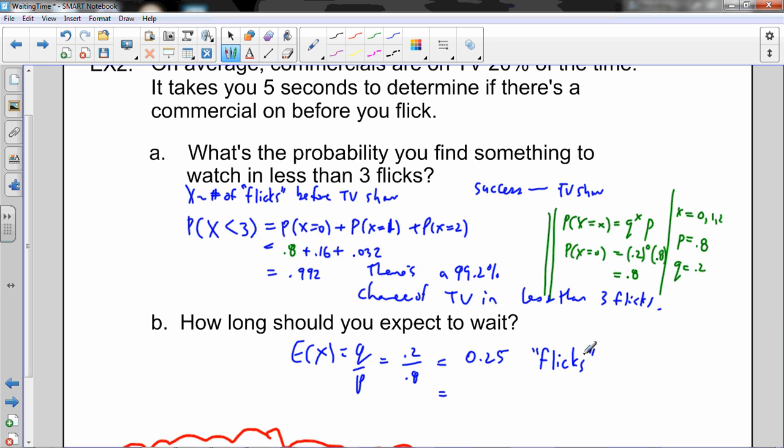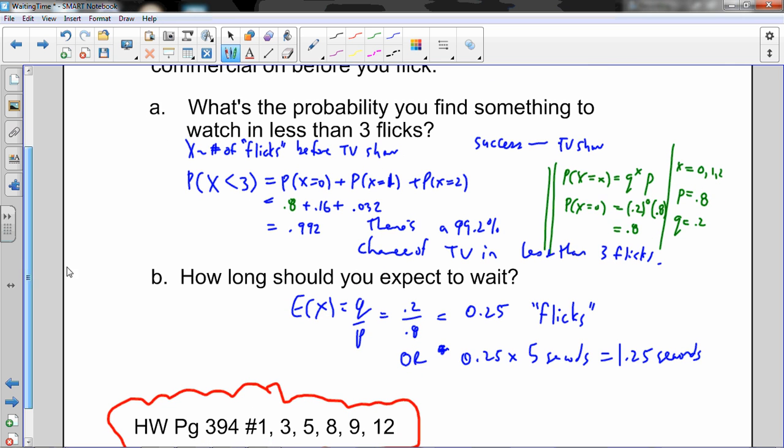And notice it takes us 5 seconds to determine whether it's a commercial or not. So we could use that as how long a flick takes. 0.25 times 5 seconds equals 1.25 seconds before we find TV. 1.25 seconds before a TV show. Too long, right? Should still have no commercials.